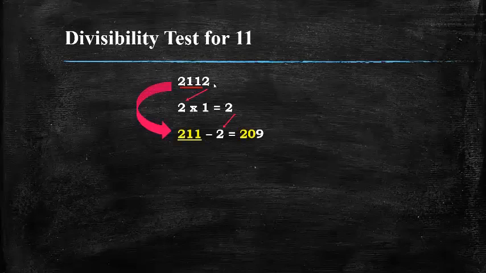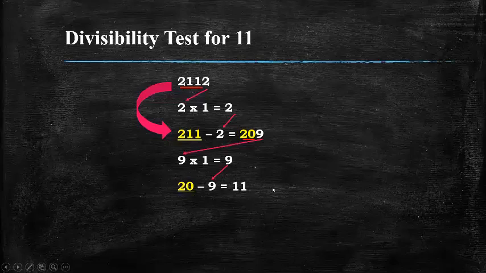Now in this number 209, I'm going to take again the unit digit and multiply it by 1. So 9 into 1 gives me 9, and this 9 will be subtracted from the remaining digits, that is 20. So 20 minus 9 gives me 11. It is evident that 11 is divisible by 11 itself. So in this scenario, the whole number is divisible by 11.